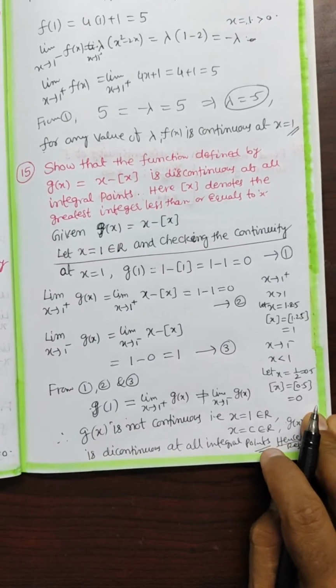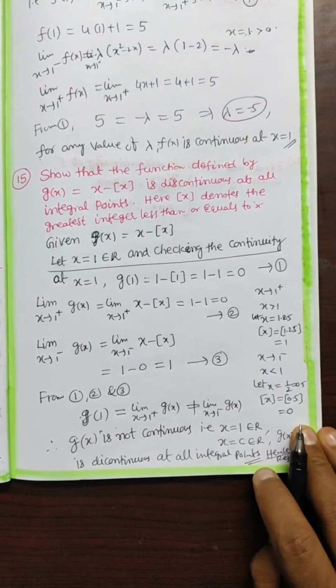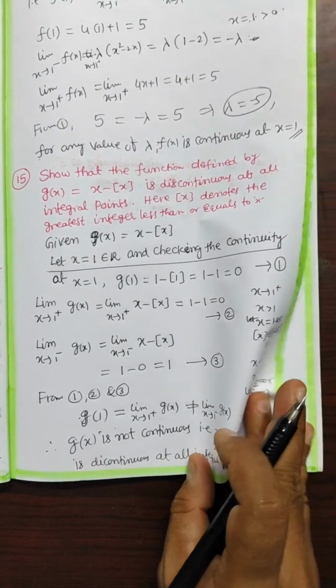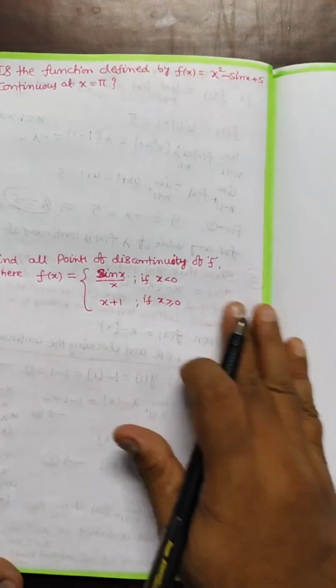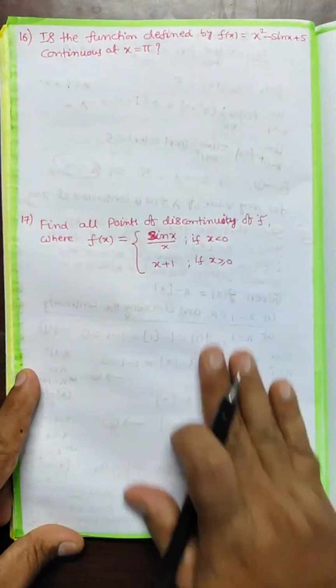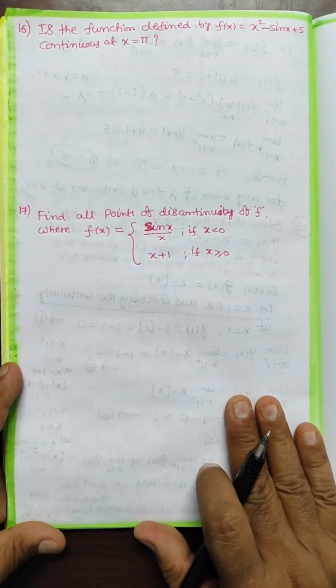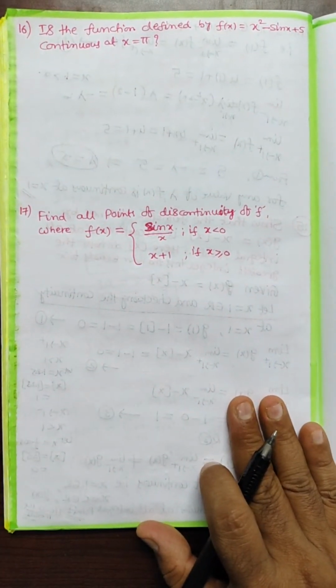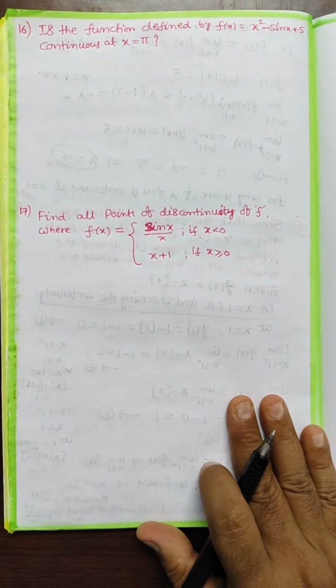Okay, dear students, we'll move to question number 16. In question number 16, they're asking to find whether the function is continuous at x is equal to pi or not.